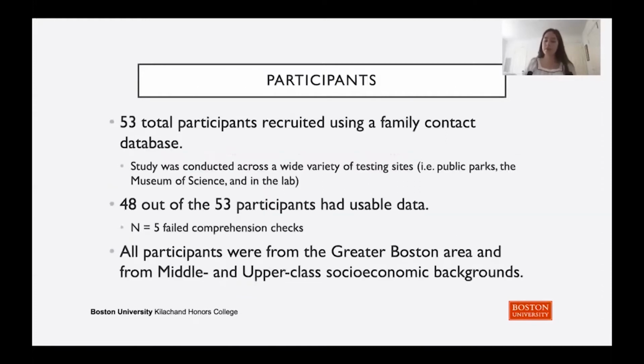So we had 53 total participants by the end of the first week of March. These participants were recruited using a family contact database, and they were recruited in the Boston Commons, in the Museum of Science, and in the Social Development and Learning Lab here at BU. So 48 out of the 53 participants ended up having usable data, and all were from middle to upper class socioeconomic backgrounds, as measured using a parent self-report demographics questionnaire compared with local census zip code data.